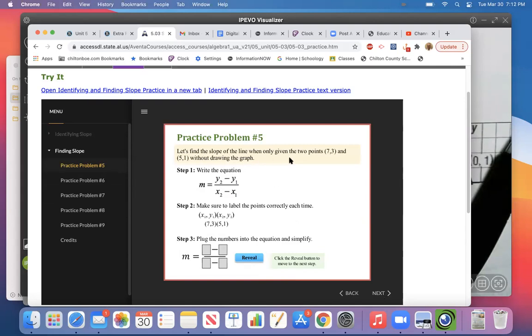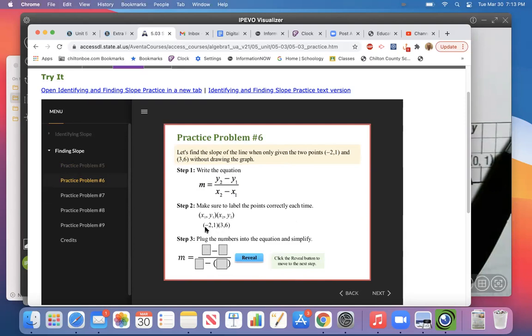Let's find the slope of the line. We're only given the 2 points. We have to use the equation, difference in the y's over the x's. So on this one, my difference in my y's, 3 minus 1 is 2. Difference in my x's, 7 minus 5 is 2. I get 2 over 2, which simplifies to 1. And they went right to left and got -2 over -2. You still simplify to 1.